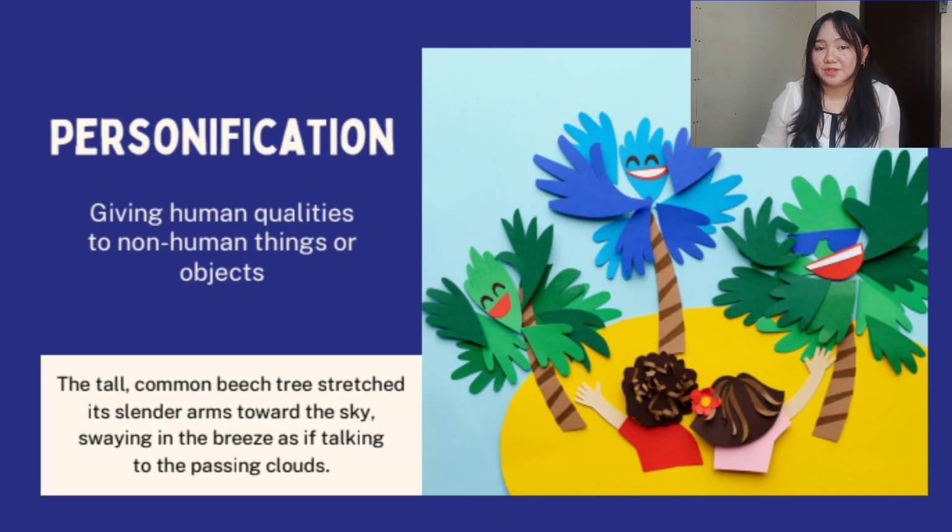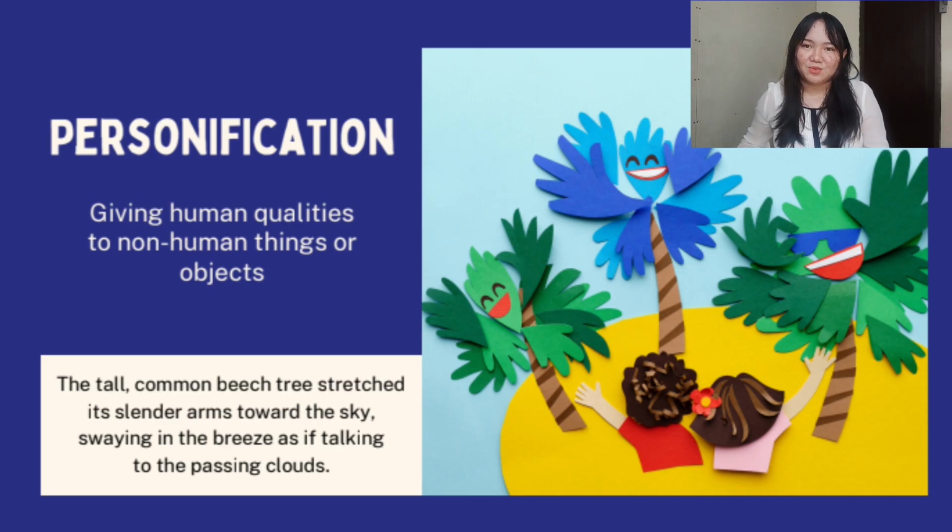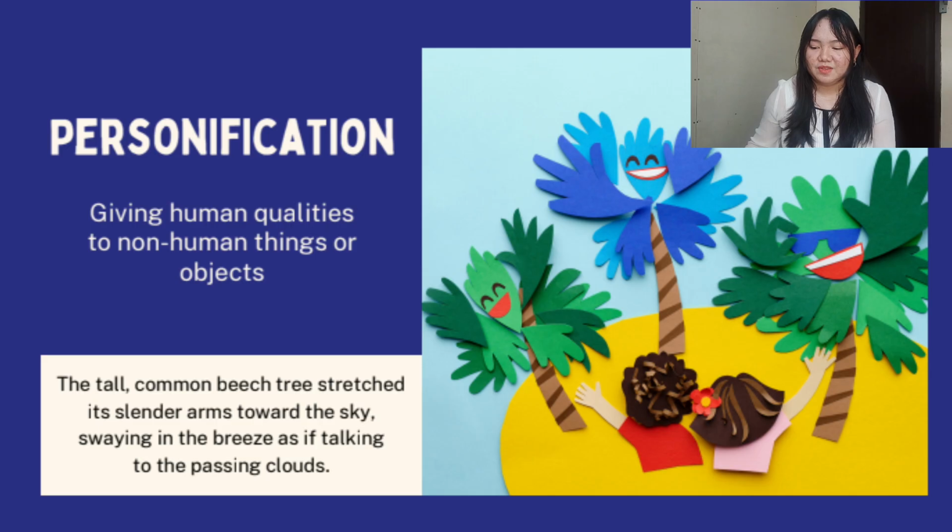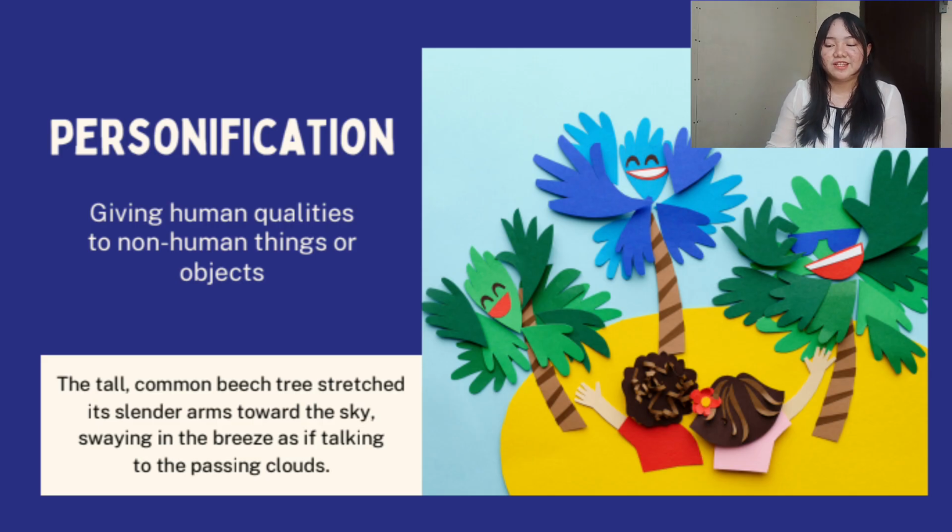Next is the personification. It is giving human qualities to non-human things or objects. For example, the tall, common beech tree stretched its slender arm toward the sky, swaying in the breeze as if talking to the passing clouds. It is giving the human qualities. Why is it so? Yes, it has the tall and the arms that is giving the human qualities.